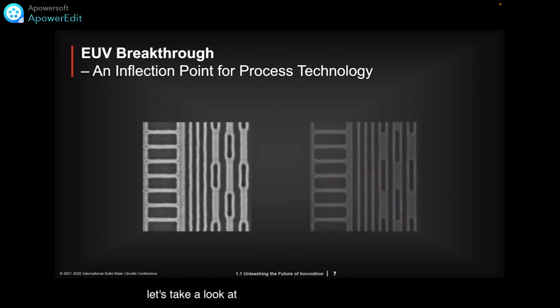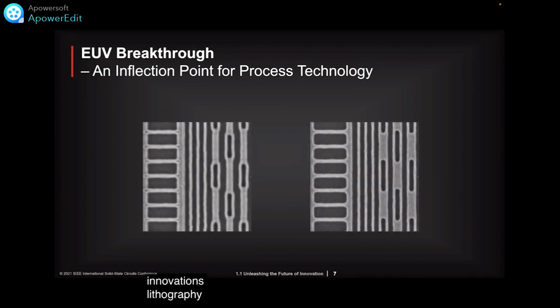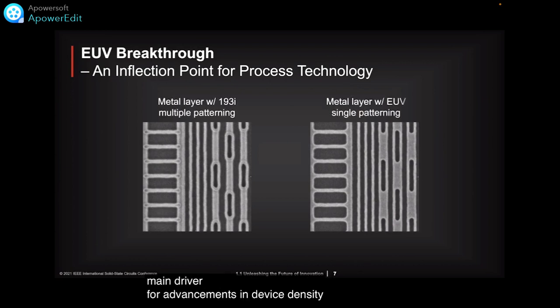Let's take a look at some of those innovations. Lithography has traditionally been the main driver for advancements in device density. The recent innovation of EUV lithography broke through the resolution bottleneck of 193 immersion lithography. It delivers higher patterning fidelity, shortened cycle time, and reduced process complexity and defect rates. EUV is used in more than 10 mask layers at the 5 nanometer node for line cut, contact, via, and metal line patterning.